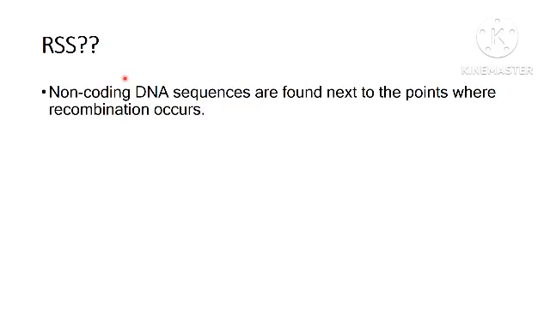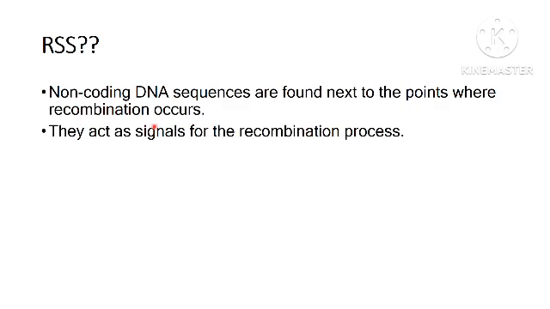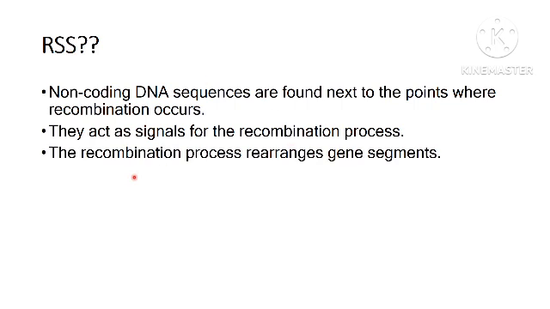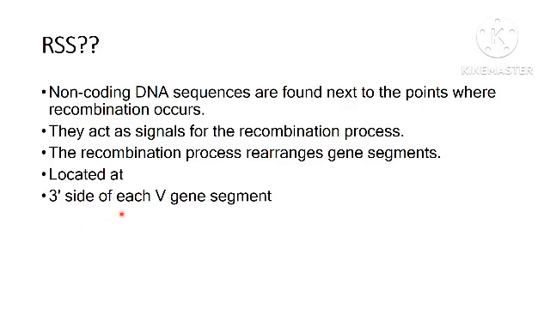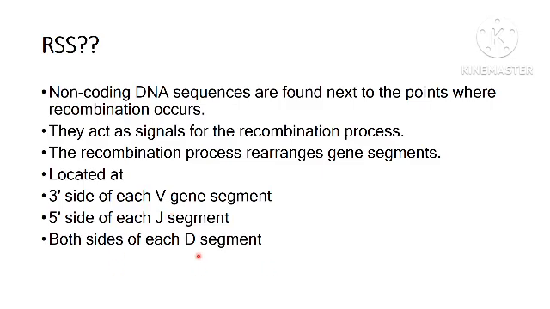Have you heard of recombination signal sequence? Recombination signal sequence is a non-coding DNA sequence that can be found next to the points where recombination usually occurs. They act as signals for the recombination process. That's why they call it recombination signal sequence. So because of recombination process, we see a lot of shuffling of gene segments. RSS are located at 3' end of V gene segment, 5' end of J segment, and on either side of D segment. This is the location of RSS.